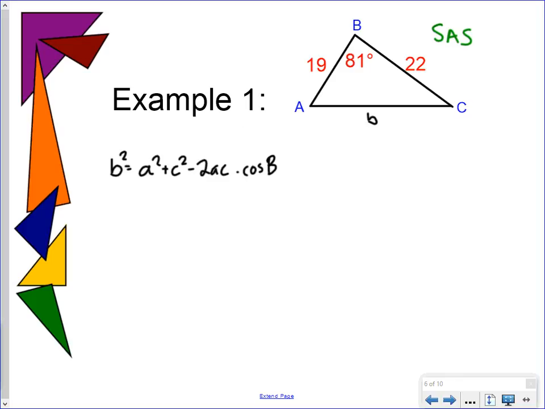And then I just have to plug stuff in. Don't know B squared, but I do know A. A is 22. C is 19. Minus 2 times 22 times 19 times the cosine of 81.